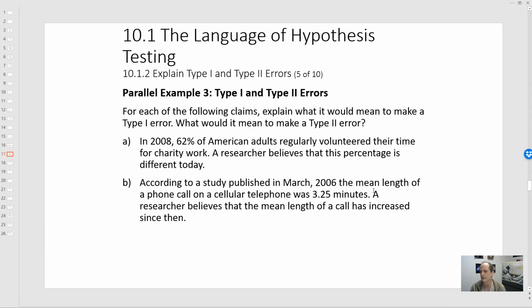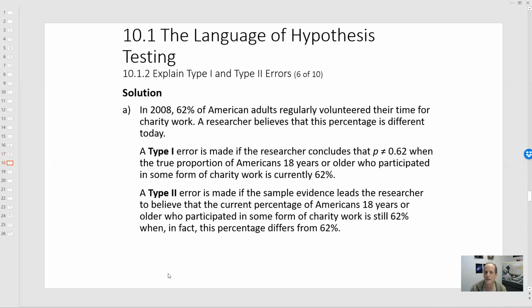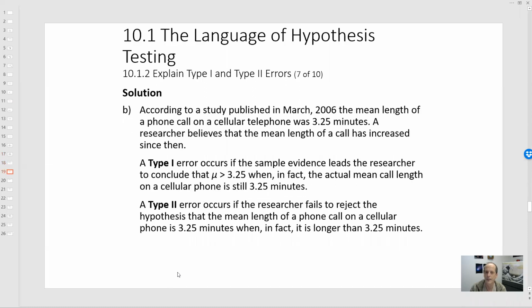I'm going to let you think about how that would pertain to part B here. Go ahead and look that over and come up with a commitment. All right, here are your solutions for part B.